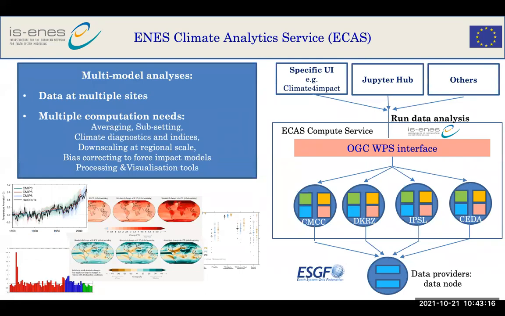So on the multimodal analysis, our data are stored on different nodes, but if we want to do the analysis, we have to have the data gathered to be able to compute different analyses: averaging, subsetting, climate diagnostics and indices, downscaling, also putting the data at a higher resolution by downscaling methods like statistical downscaling, bias correcting to force impact models. So we need to correct some bias, or otherwise the impact models will have some issues.